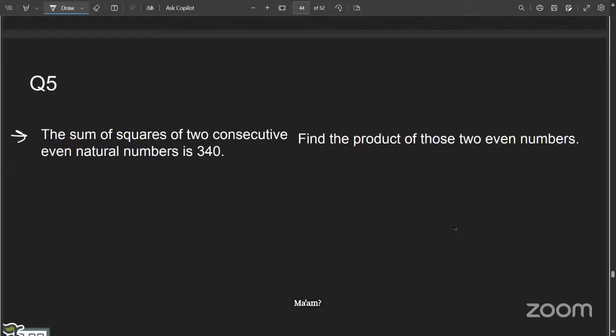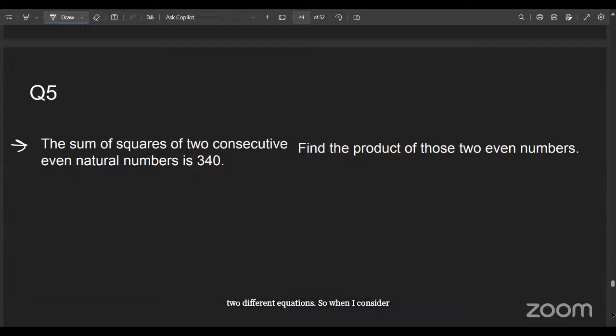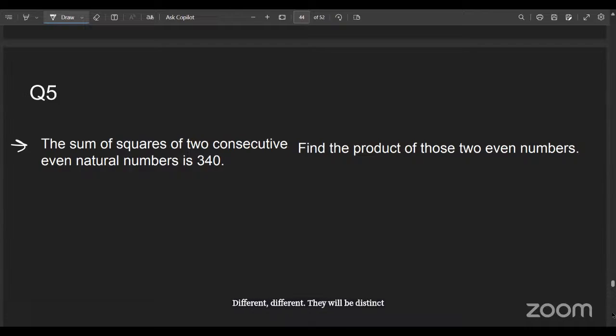Ma'am, I have a doubt regarding one question in the graded assignment. I have directly messaged you an image of one option of that graded assignment. In that option, it is written that there are two different equations. Suppose there are two equations, one is x square and another is 2x square. Will they be considered the same or different equations? Different. They will be distinct quadratic equations.